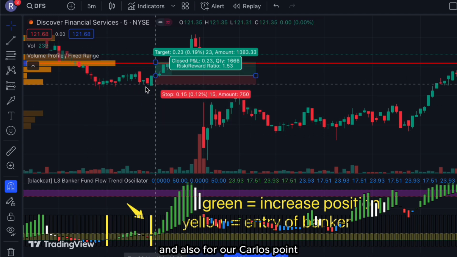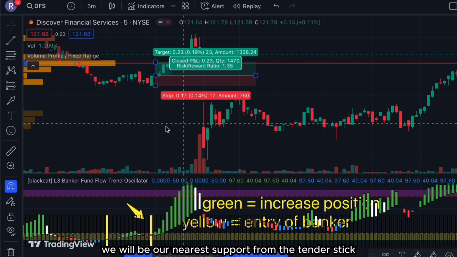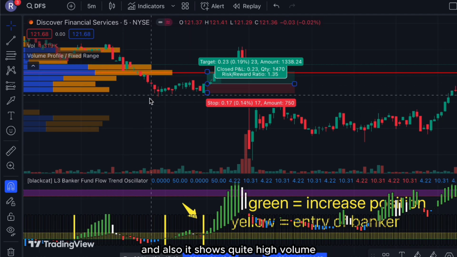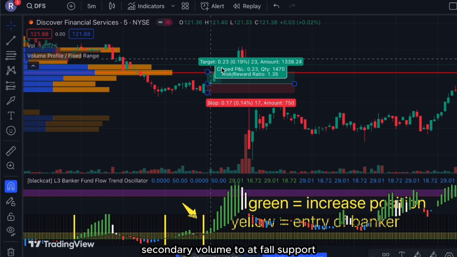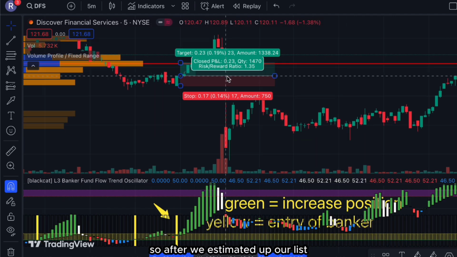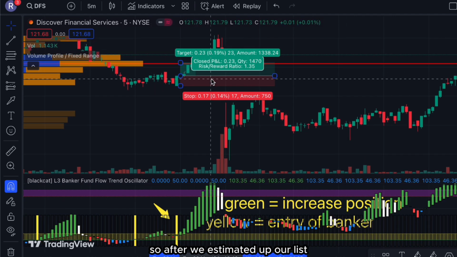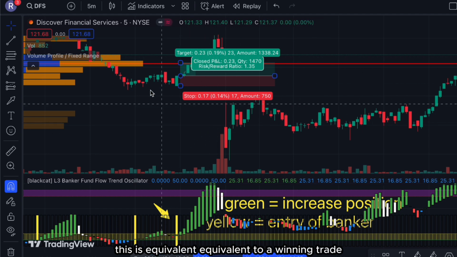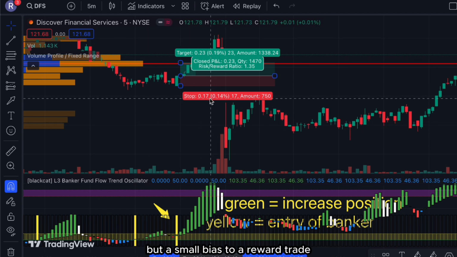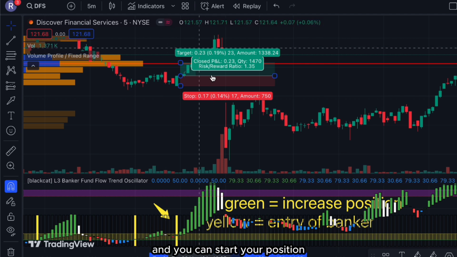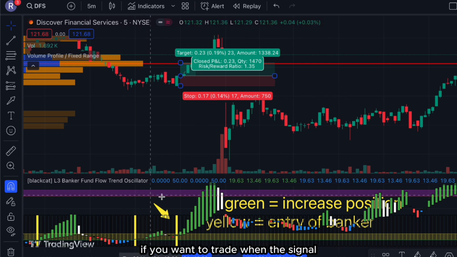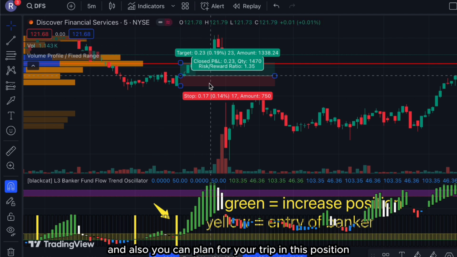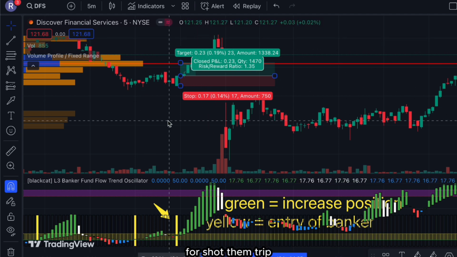And for our cut loss point, it will be our nearest support from the candlestick. It also shows quite high volume, a secondary volume to add to our support. So after we have simulated it, our risk reward ratio will be 1.35. This is equivalent to a winning trade, but with a small bias to a reward trade. And you can start your position if you want to trade when the signal comes out for the banker inflow. And also you can plan your trade in this position for a short-term trade.